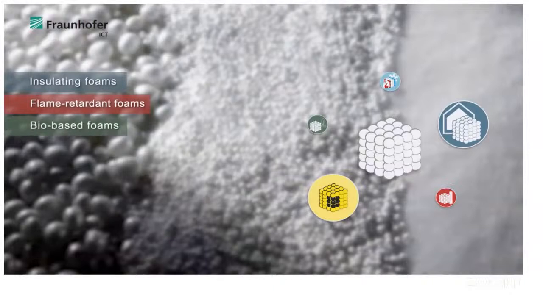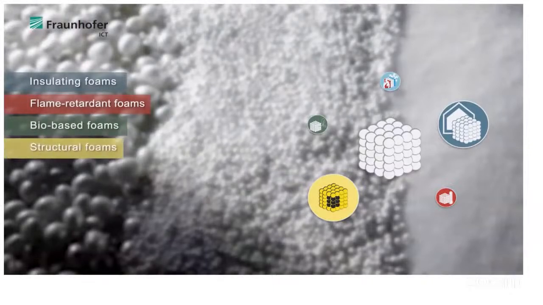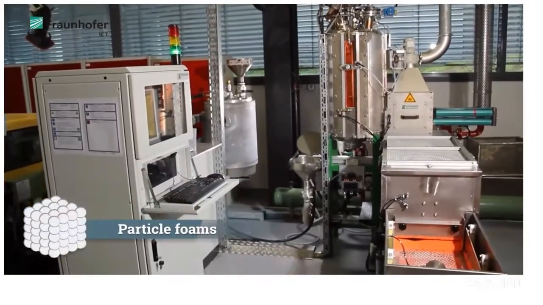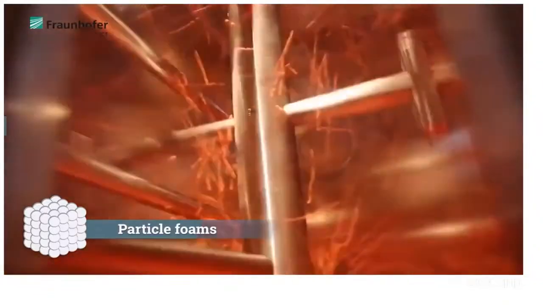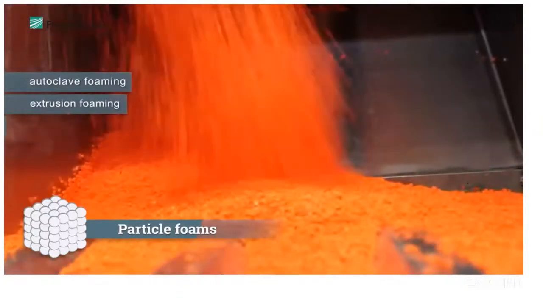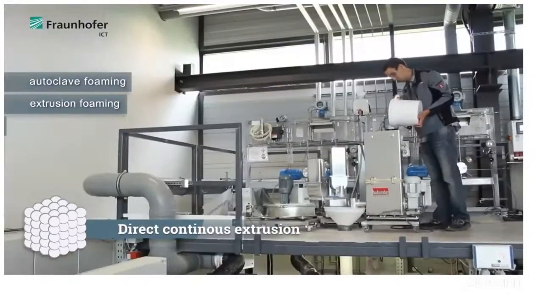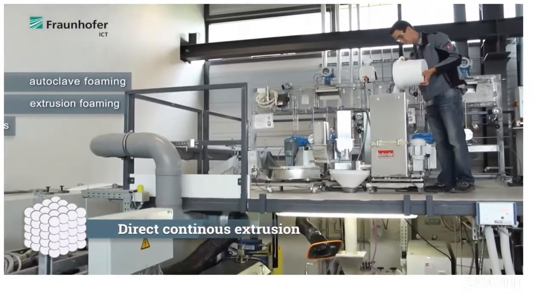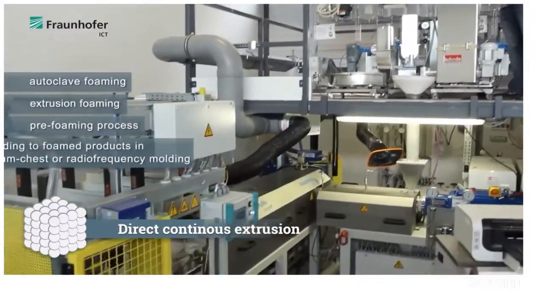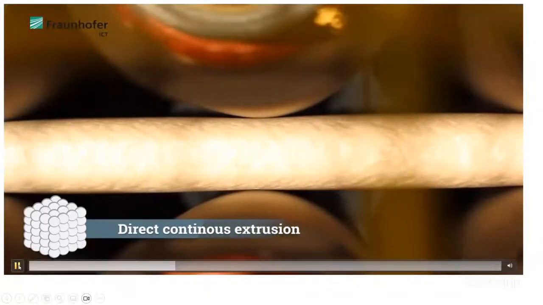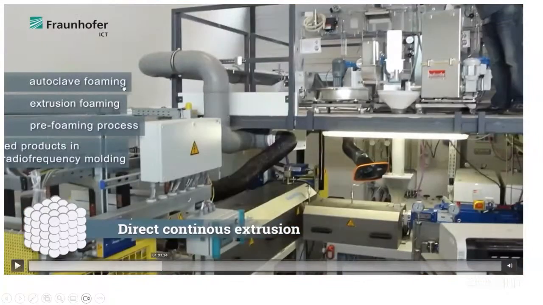So these are the applications: insulating foams, flame retardant foam, bio-based foam, structural foams. See the particle foams. See, the particle foam is like this. See, these are the granules for the automotive foaming, extrusion foaming process, direct continuous extrusion, then pre-foaming process. See here, autoclave forming. This is one process by which we can manufacture the foam.